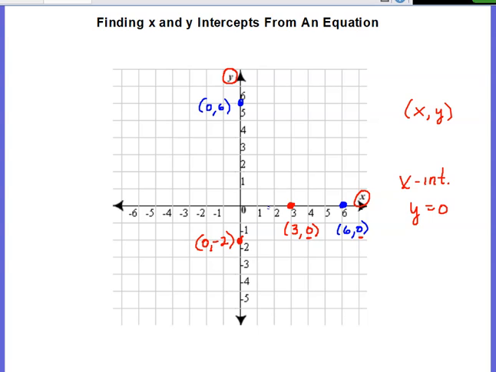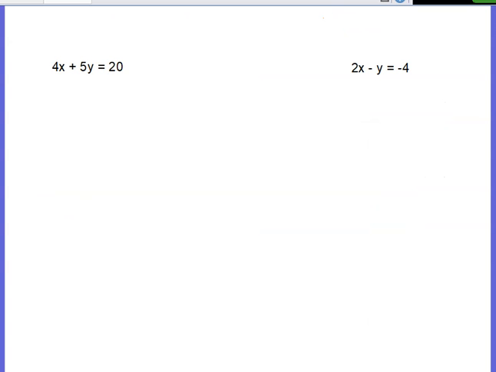Because I'm not moving left or right on my x-axis. I'm only moving up and down. So if you notice on this one, my x values are equal to 0. So for my y-intercept, x is always equal to 0. So that's the important thing you have to remember for trying to find the x and y intercepts from an equation. So we're just going to go through a few problems.